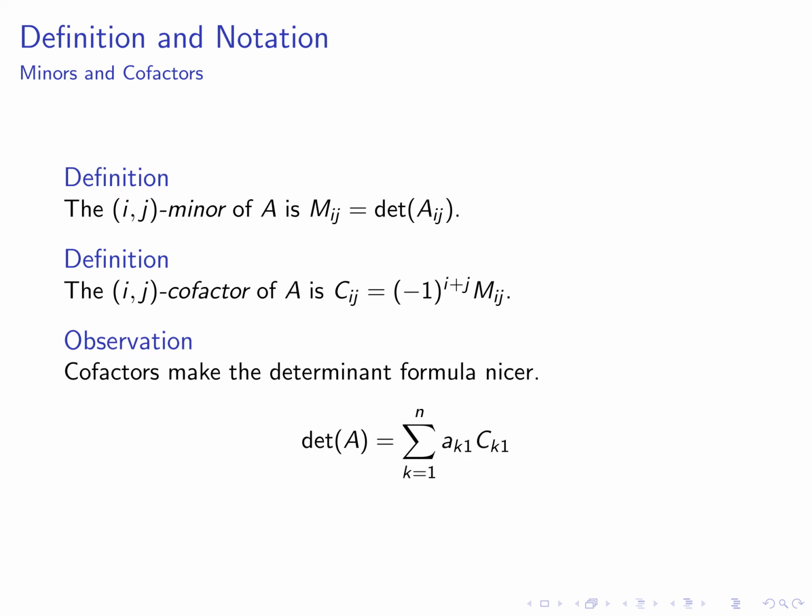And one immediate application of this idea is that cofactors make the formula for determinants nicer. In the formula for the determinant, what we're doing is we're plucking out the k1 entries of the matrix as k runs from 1 to n. Then we multiply by -1 to the k plus 1 multiplied by the determinant of the k1 submatrix. That term is all lumped into the cofactor. So now the determinant is simply the sum from k equals 1 to n of the k1 entry multiplied by the k1 cofactor.